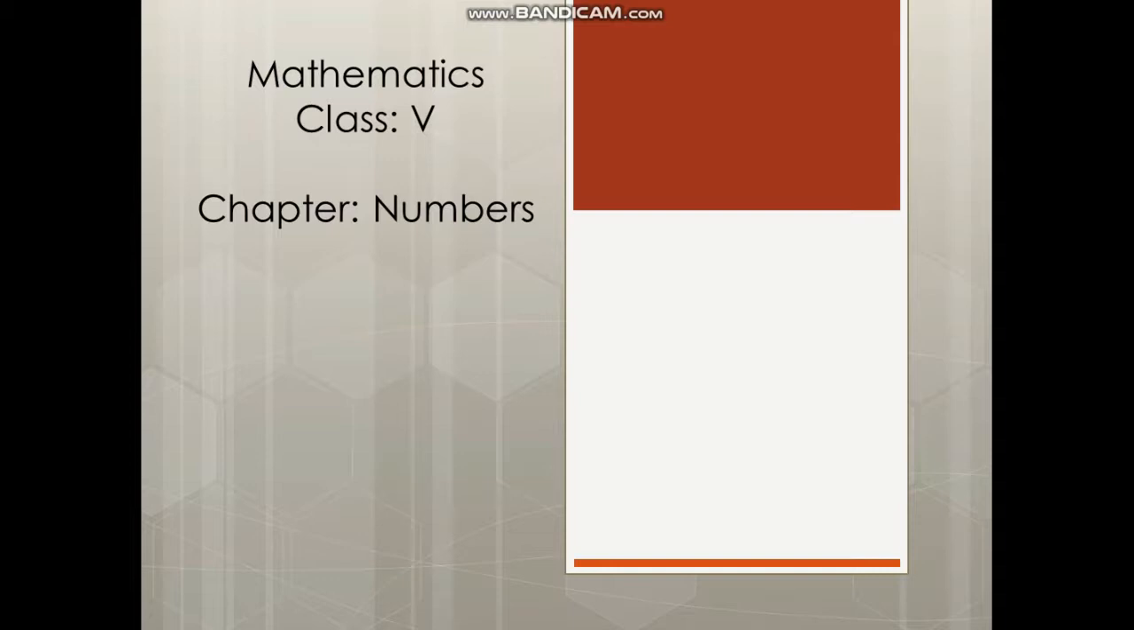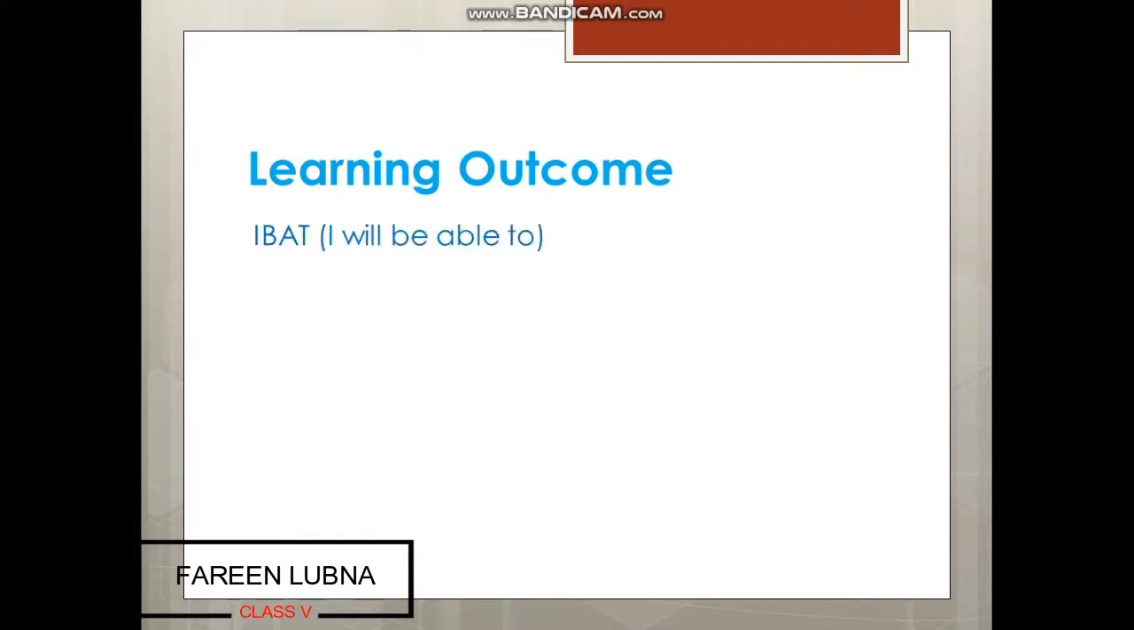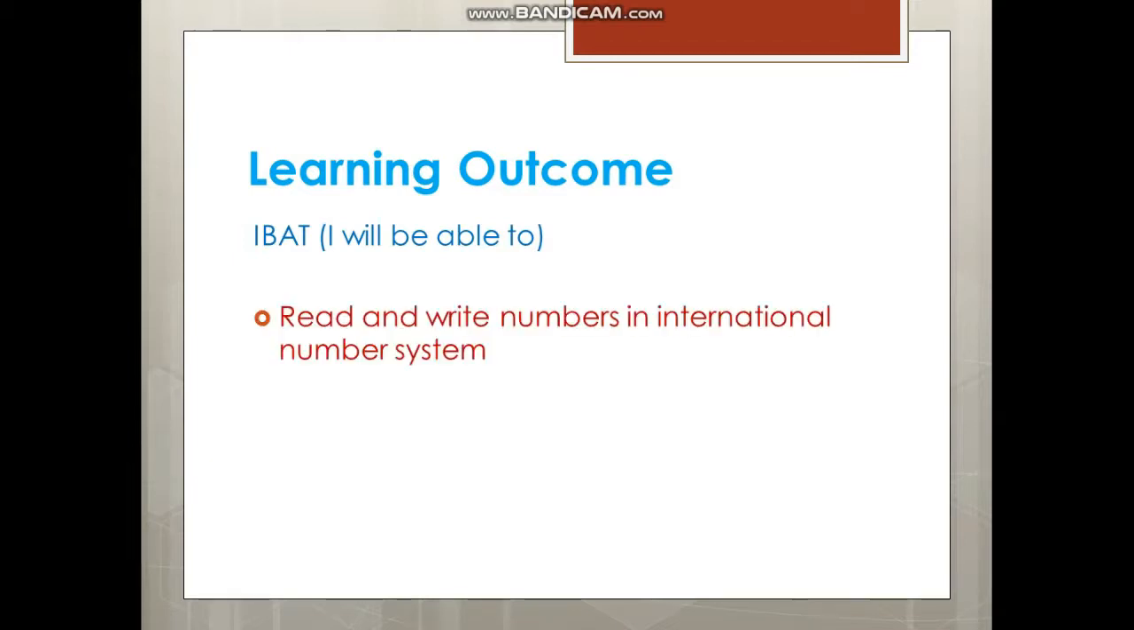Today we are going to discuss the class 5 mathematics chapter number 1, which is numbers. It is from the book Math Carnival, and we are going to study its unit 3, which is the international number system up to 9 digits. Let's start with the learning outcome of this unit. At the end of this unit you will be able to read and write numbers in the international number system.